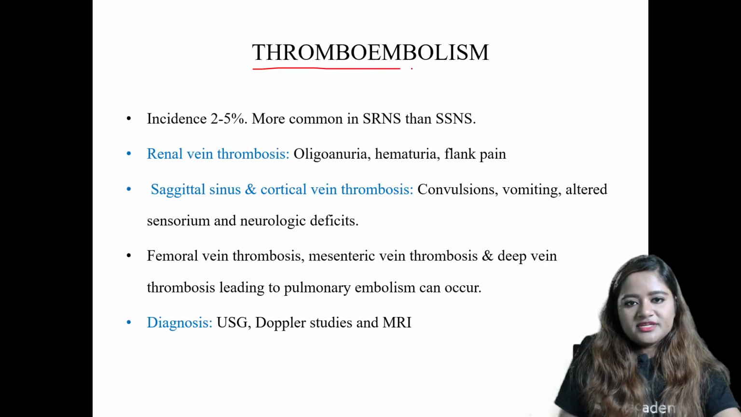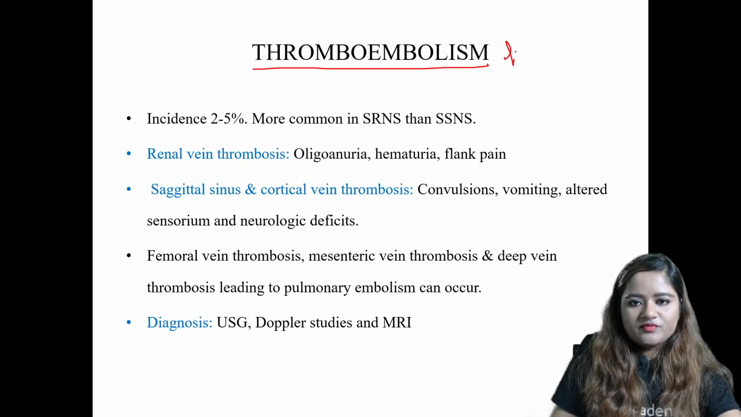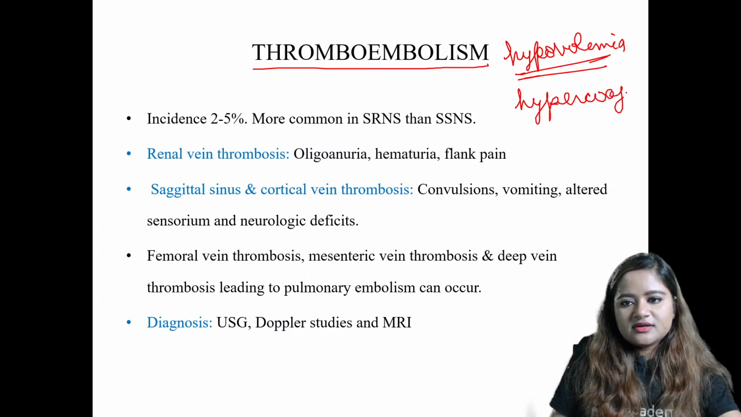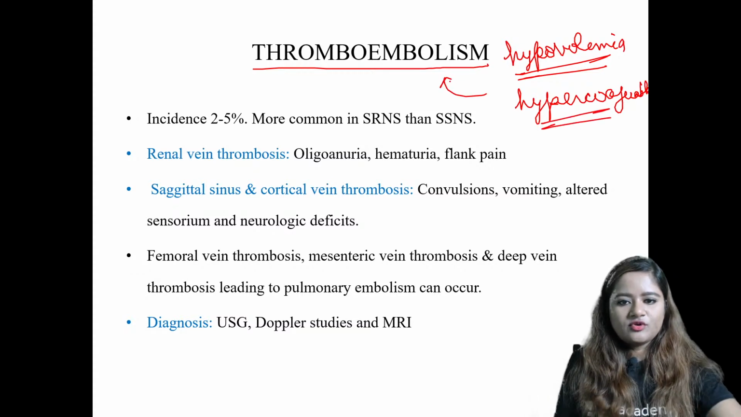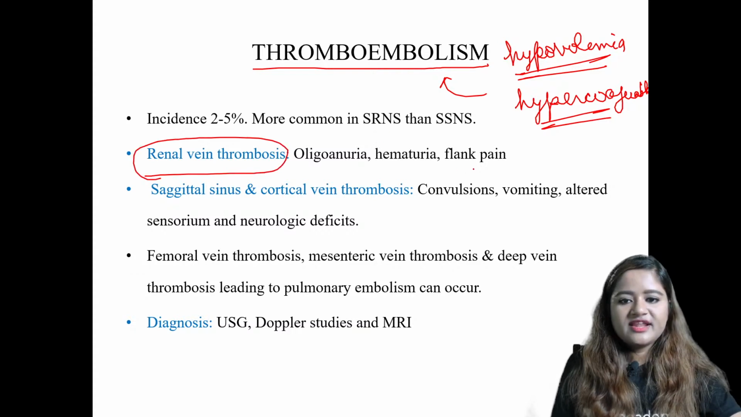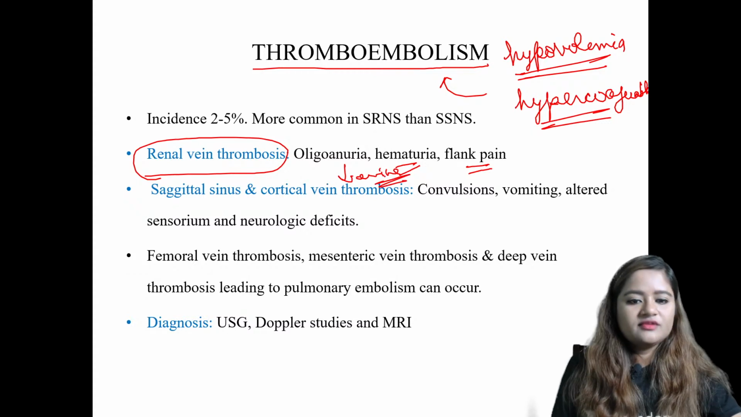Another complication that you will face during your treatment is thromboembolism. This occurs because of hypovolemia, which is one complication that we have already seen. It can also occur because of loss of coagulation factors due to loss of proteins from the capillaries, so a hypercoagulable state is common. Because of these two reasons, you can have thromboembolic complications. There can be renal vein thrombosis. If the kidney veins are choked, what will happen? The patient will have sudden onset of flank pain, there will be hematuria, and there can be decreased urine volume. That suggests the patient might have renal vein thrombosis.